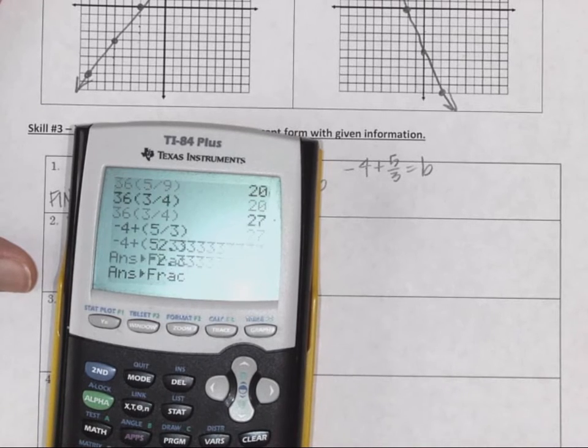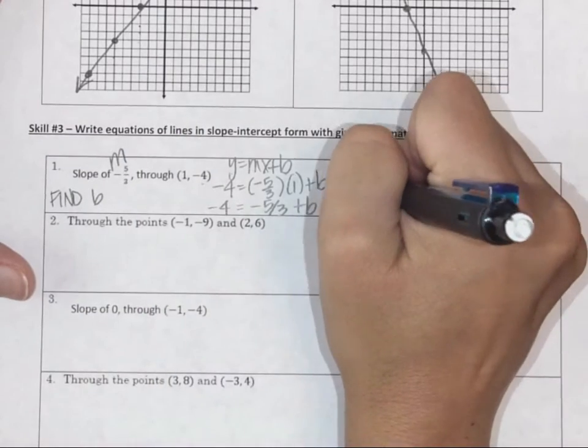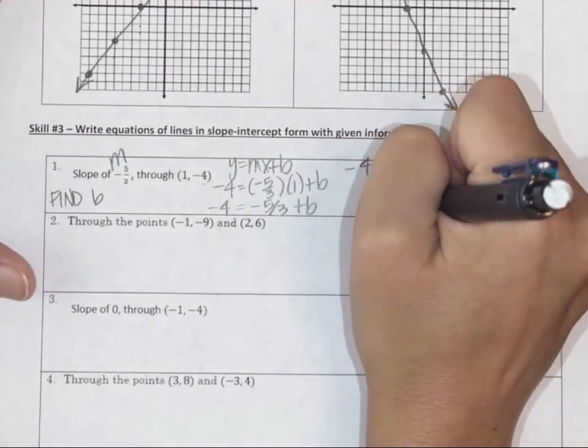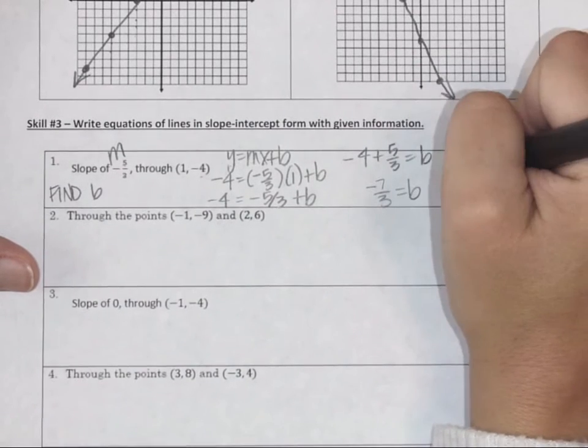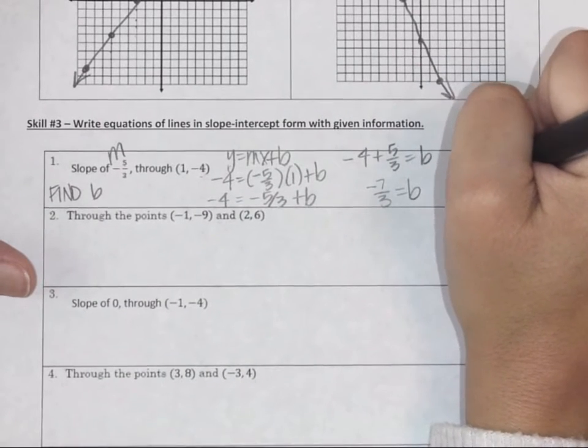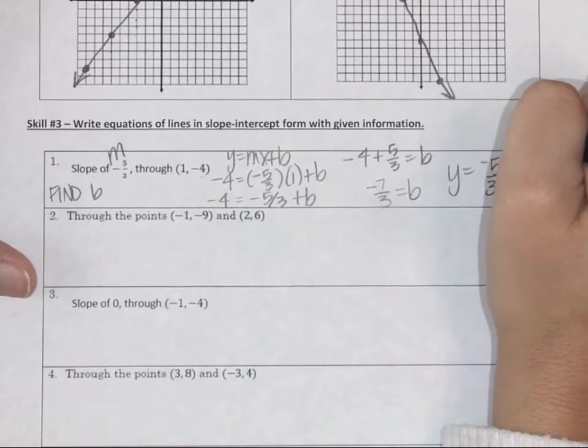And then we want to make that a fraction. And we get that b is equal to -7/3. And now we can write our equation. So it would be y equals -5/3 x minus 7/3.